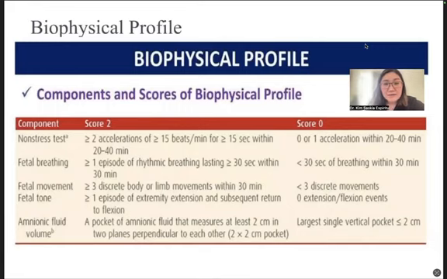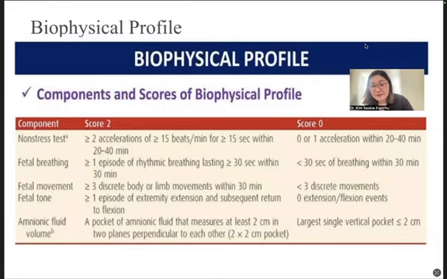To complete the BPS scoring of 10 over 10, there must be a pocket of amniotic fluid that measures at least 2 centimeters in two planes perpendicular to each other. So by a 2 by 2 pocket, it should have a normal value. The normal amniotic fluid index should be 5 to 25.